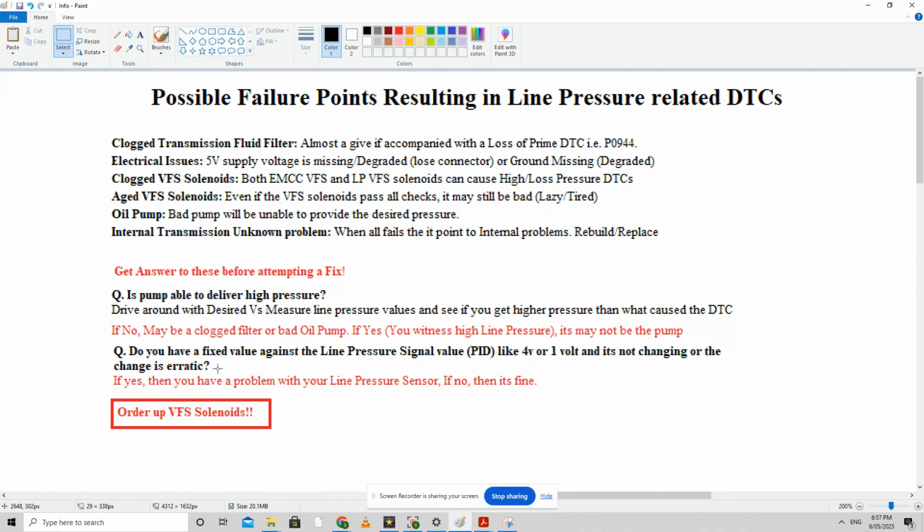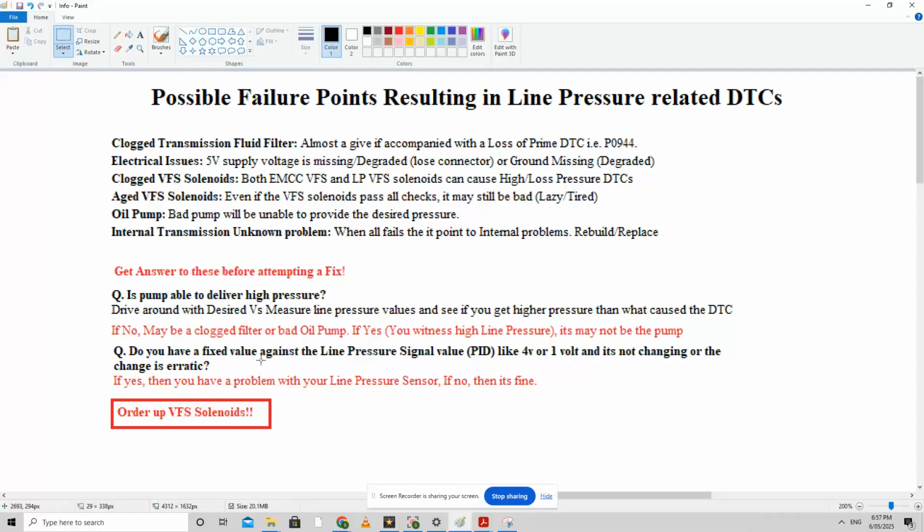You have a PID which you can go to on the live data and see over there. If it's static and not changing, then definitely there's a problem with the line pressure sensor. I would say it's really improbable that the line pressure sensor is bad. It can deteriorate with the passage of time, for sure.